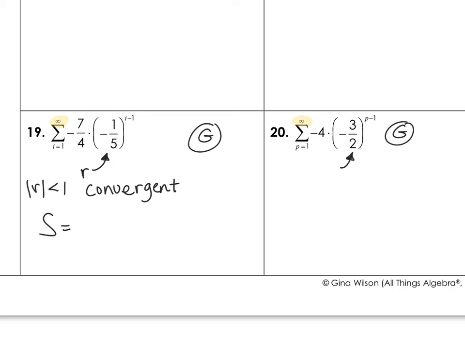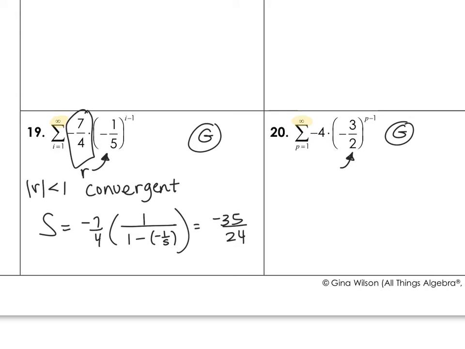We're saying, well, the sum would be the first term, which is your negative 7/4, that's the thing right here. And then you would have in parentheses 1 over 1 minus r, and r is negative 1/5. And then you have to be real careful, again, plugging this in your calculator. Why don't you do that and make sure you can get negative 35 over 24.